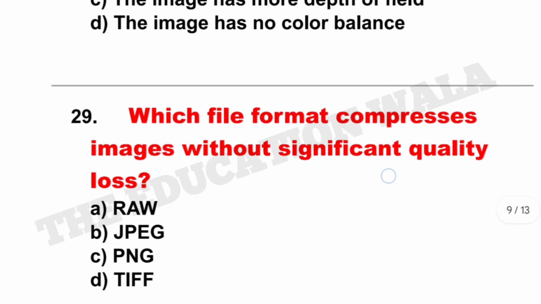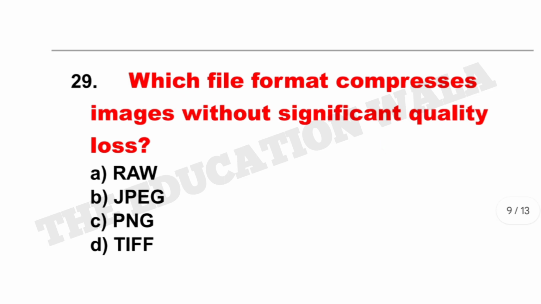Question number 29. Which file format compresses images without significant quality loss? Option A, RAW. Option B, JPEG. Option C, PNG. Option D, TIFF. The right answer is JPEG.